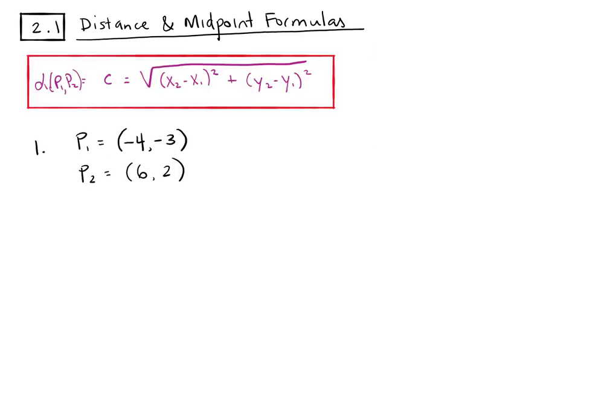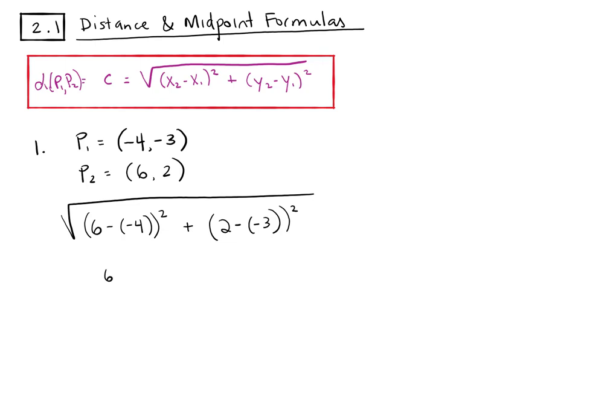Now when we're doing question number 1, it really doesn't matter which one we call point 1 and point 2. It doesn't matter because even though it would be different if you said x2 minus x1 versus x1 minus x2, after you square it, those are going to both be positive. So I could say 6 minus negative 4, the distance between that squared, plus 2 minus negative 3, the distance between that squared, and then the square root.